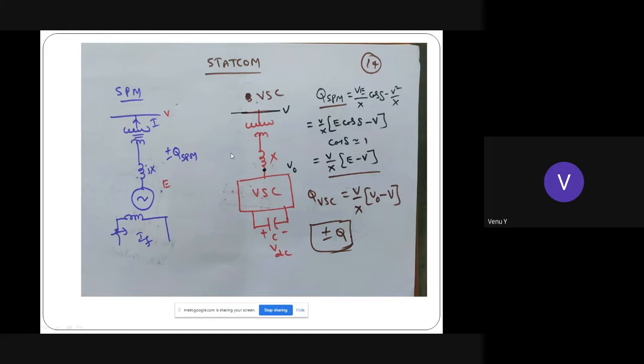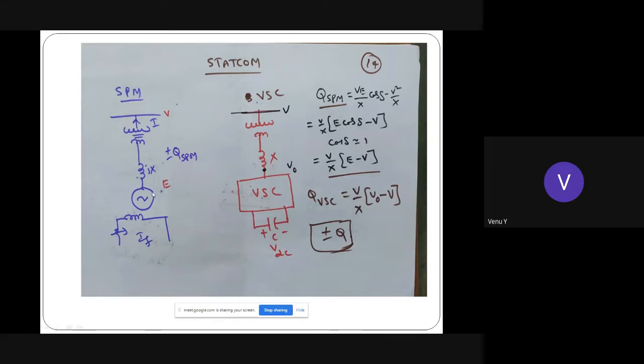During over-excited mode, it acts as a capacitor. In under-excited mode, it acts as an inductor. During normal excitation, it may be in a floating condition. It neither consumes reactive power nor supplies reactive power. But of course, it can be tuned by changing the field regulator of the synchronous machine. But the only thing is, you have so many disadvantages.